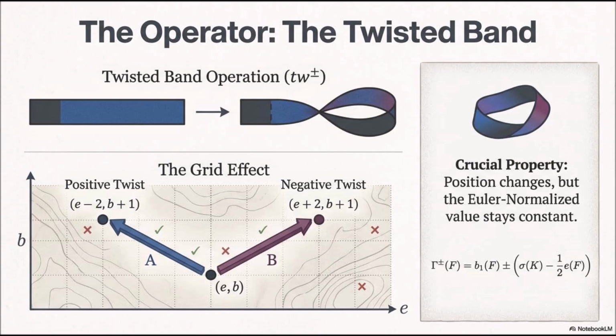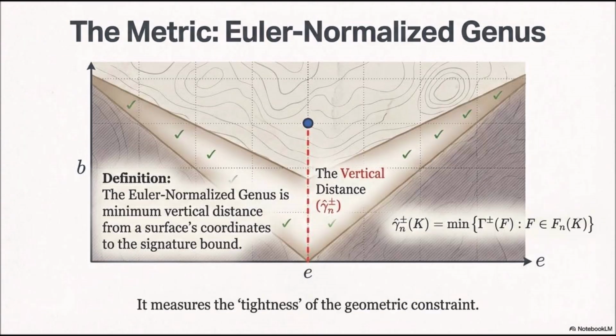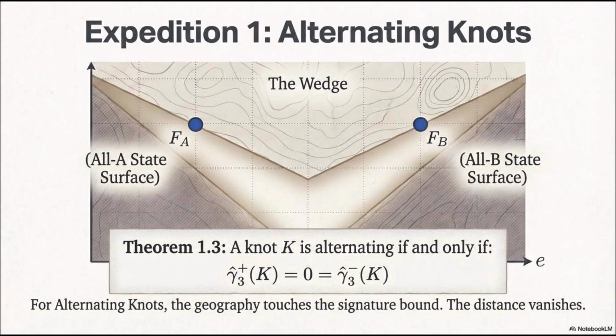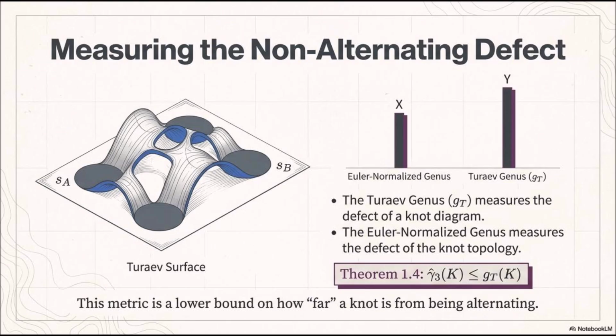To recap, we started by defining this new quantity, the Euler-normalized genus, a way to measure surface complexity that's stable against simple twisting. Right, and we saw how it creates this geography on the grid constrained by these wedges from signature and upsilon. We found that for the very special class of alternating knots, this new genus is precisely 0. It's a perfect detector.